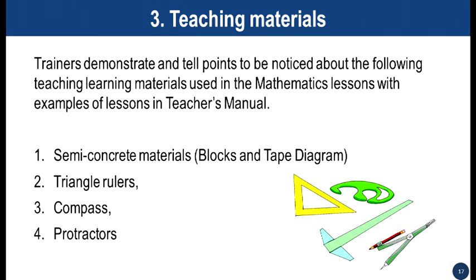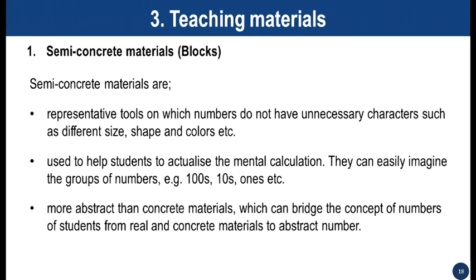These are 1. Semi-concrete materials, 2. Triangle rulers, 3. Compass, and 4. Protractors. Semi-concrete materials are representative tools on numbers which do not have unnecessary characters such as different size, shape, and colors. The materials are used to help students to actualize the mental calculation. They can easily imagine the groups of numbers.